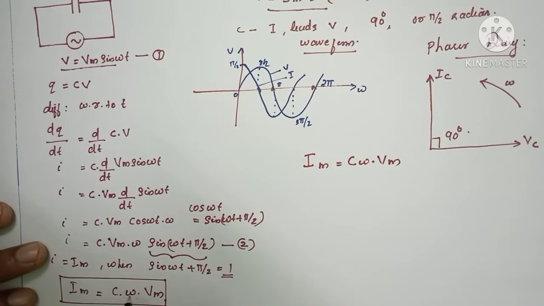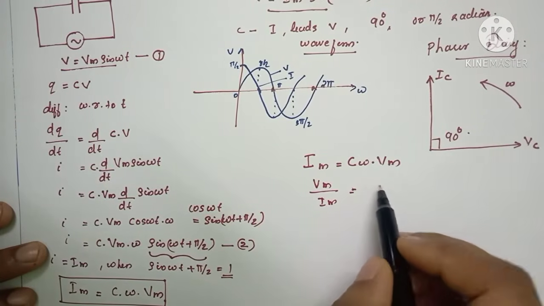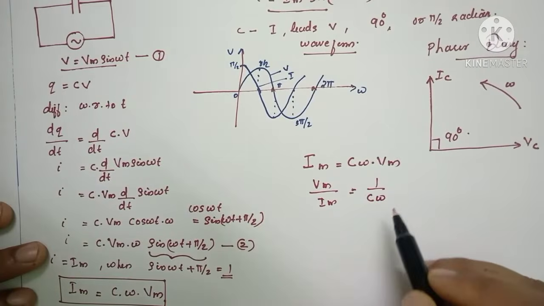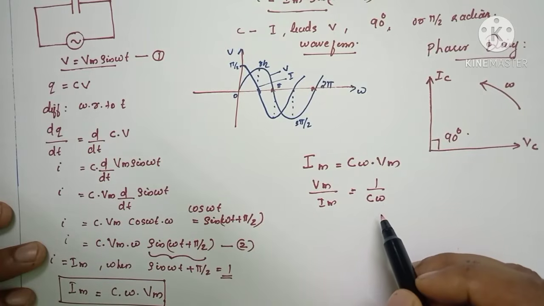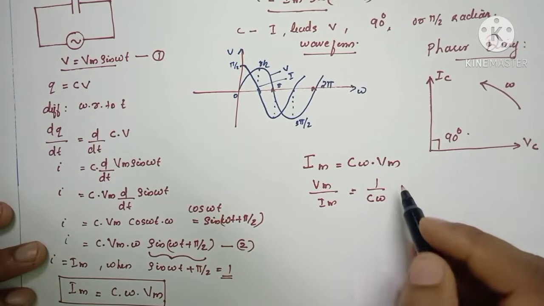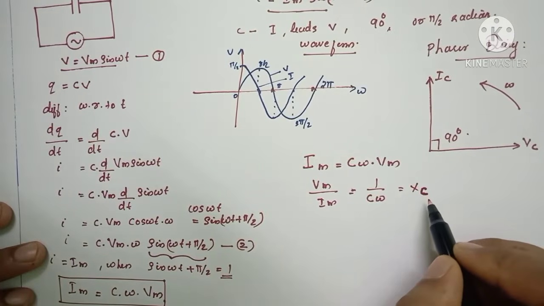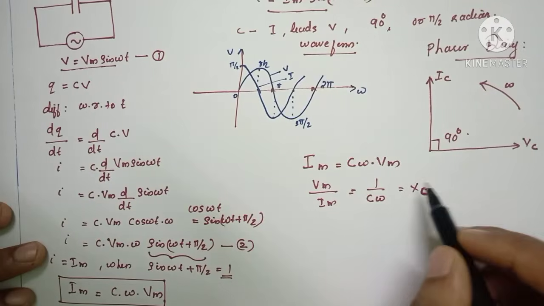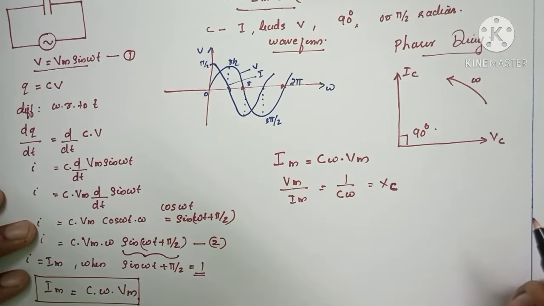And one important point here: we know that Im is C omega into Vm. We know that the resistance offered by the circuit will be Vm by Im. So Vm by Im will be equal to 1 by C omega. This 1 by C omega is the resistance offered by the capacitor to the flow of electrical current through it. It can be written as XC, and XC is equal to 1 by C omega.